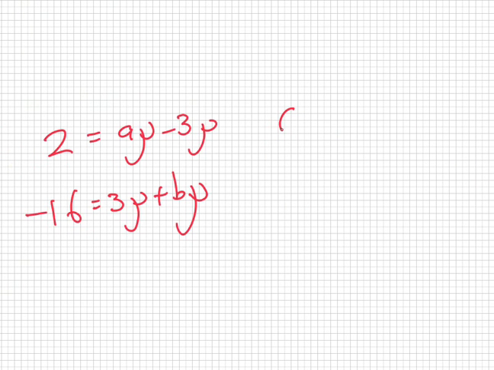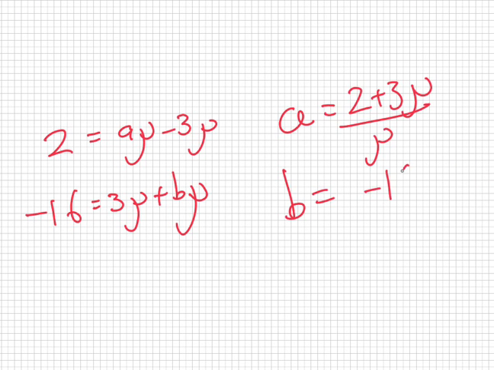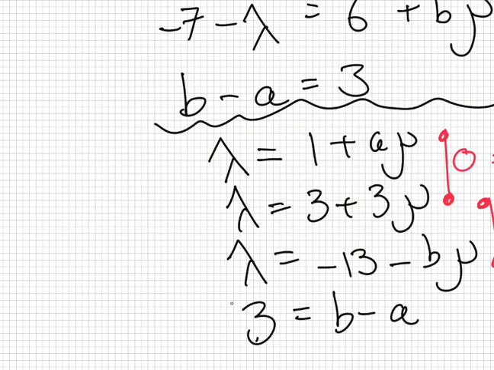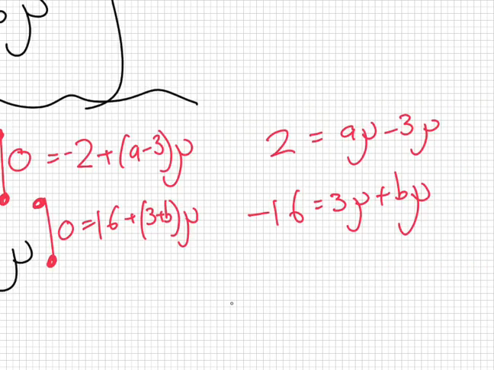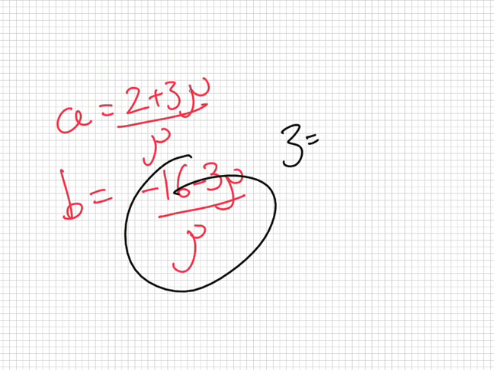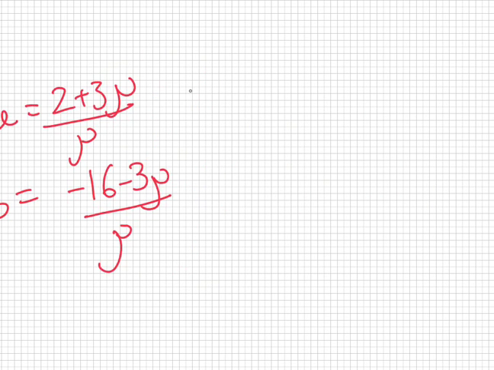So I get A equals 2 plus 3 mu over mu. Yeah, is that right? And then here B equals minus 16 minus 3 mu over mu. I put those two back into my last equation. 3 equals B minus A. 3 equals B minus A. You see that? Yeah.